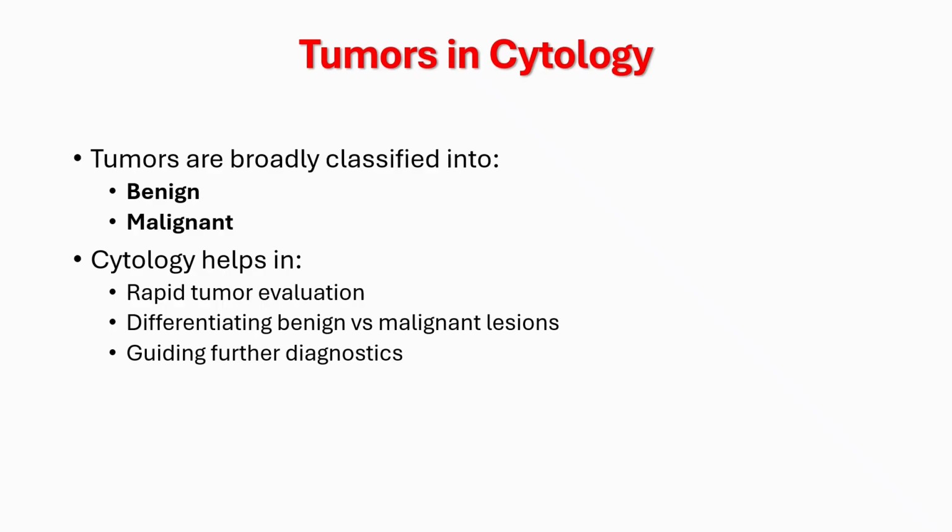Let's start. Tumors are broadly classified into two major categories: benign and malignant. Cytology plays a crucial role in the preliminary evaluation of tumors by allowing rapid, minimally invasive assessment of cellular morphology. By understanding specific cytological criteria, we can differentiate benign from malignant lesions and guide further diagnostic and therapeutic decisions.